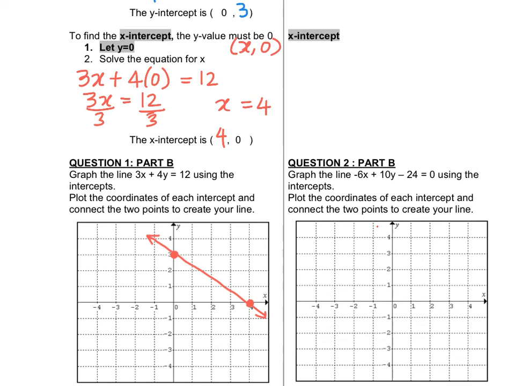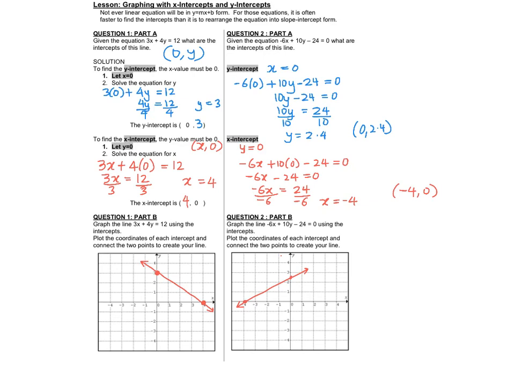I would like you to pause the video now, try the question on the right side on your own, and come back and see if you got it right. Okay, so this is what your line looks like. In this case, the y-intercept was 0, 2.4, and the x-intercept is negative 4, 0. I hope you've understood the lesson. Please go ahead and finish your practice work now.